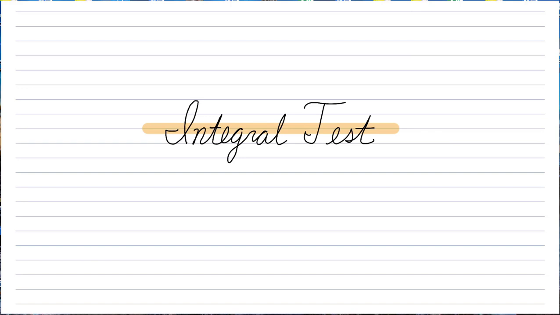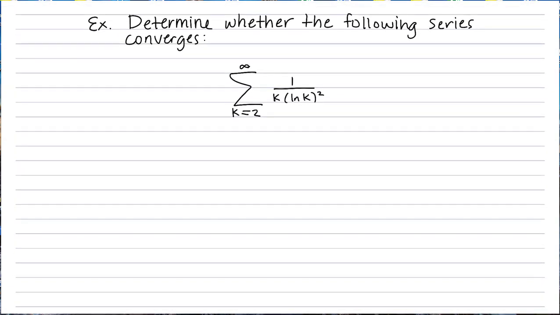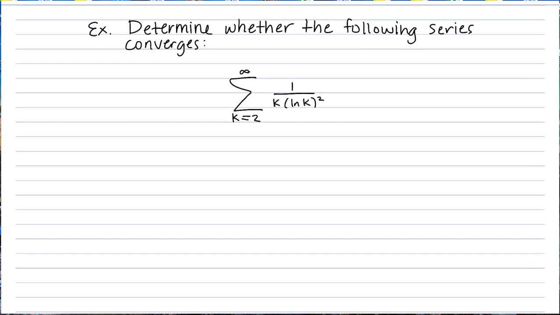So today we're going to do an example showing how to use the integral test to show whether a series is convergent or divergent. So let's take a look at the series. We're going to be determining whether the following series converges, and our series is the sum from k = 2 to infinity of 1 over k times (ln k) squared.